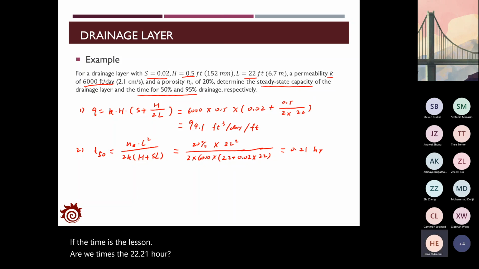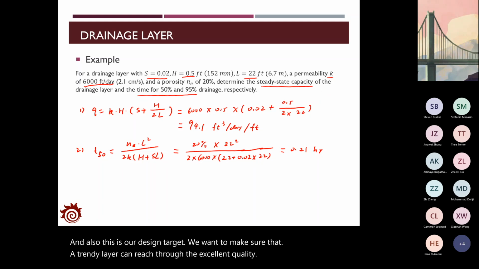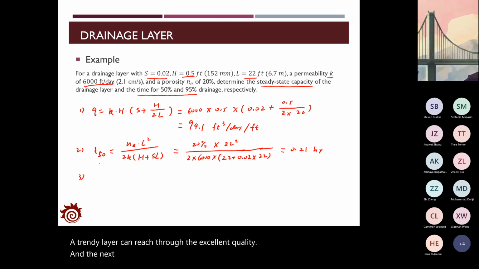And then excellent. Well, as long as the value is less than 2 hours, we will claim that it's excellent. And also this is our design target. We want to make sure that the drainage layer can reach the excellent quality. And the next one, we want to find out the value of T95, which is the time to drain 95% of the water.